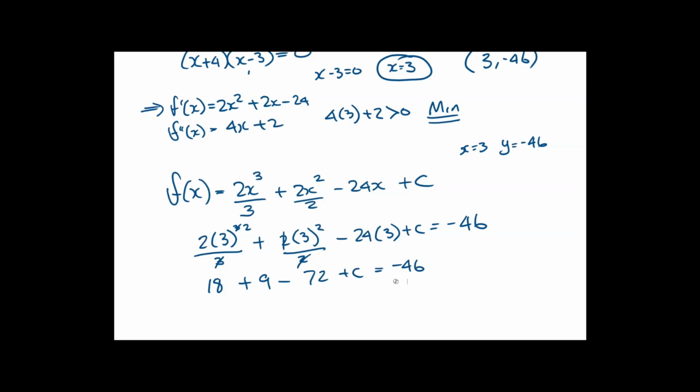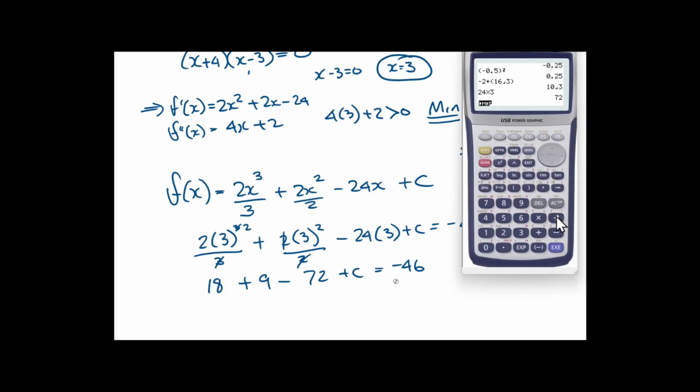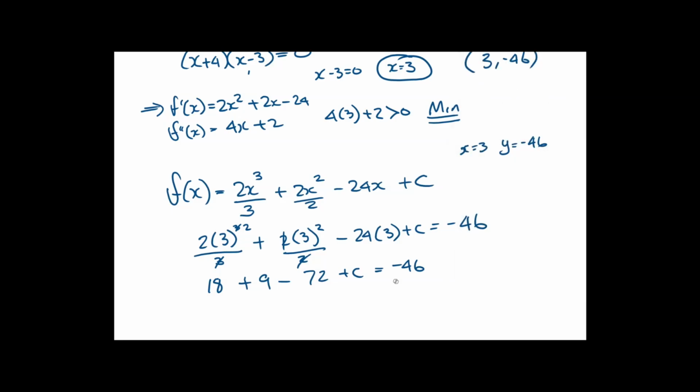And now we're just going to grab our calculator. So clear this. So negative 46 minus 18 minus 9 plus 72 is, drum roll, negative 1. All of that for negative 1. So c equals negative 1.